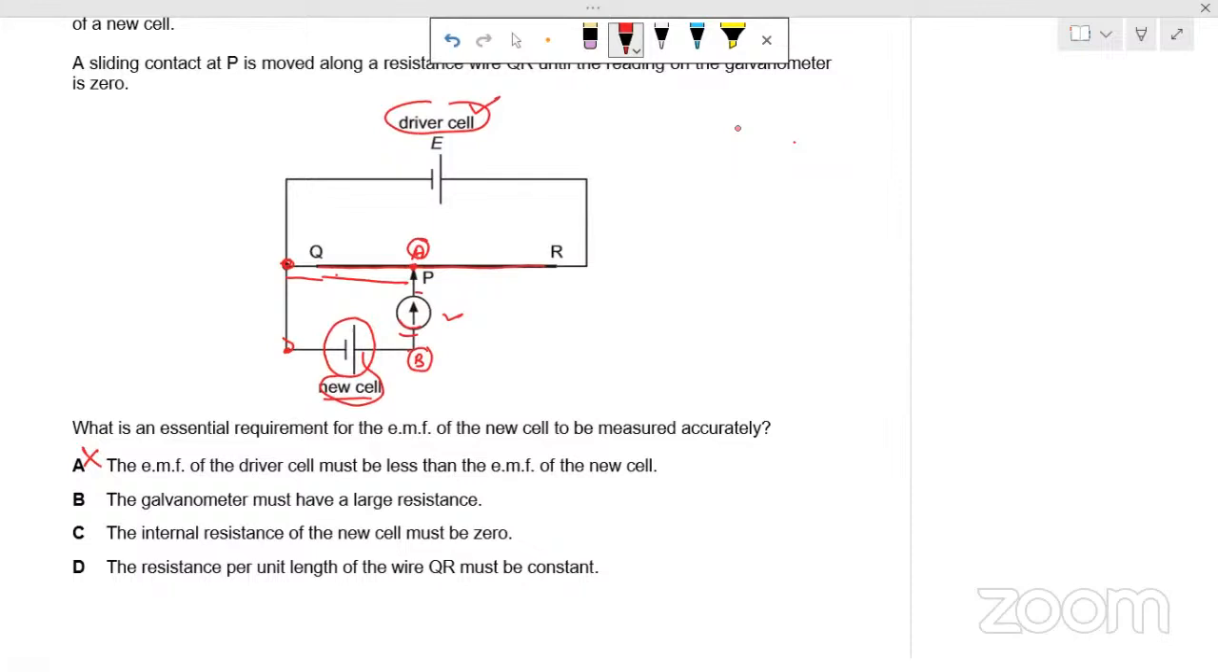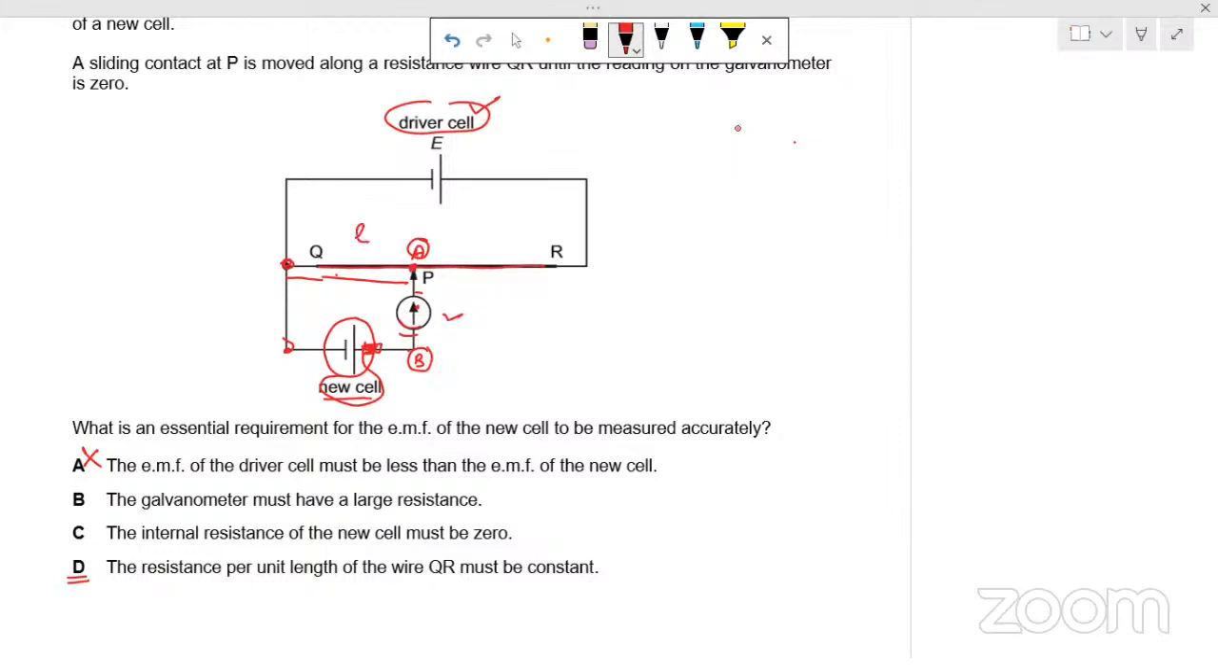So the internal resistance of the new cell must be zero? Even if this new cell has some internal resistance, it will not affect this method, because when the current through this part is zero, there will be no drop across this internal resistance, and that is the advantage of using this method. So for zero deflection there will be 0 ampere current flowing through this circuit, and this resistance will not matter.